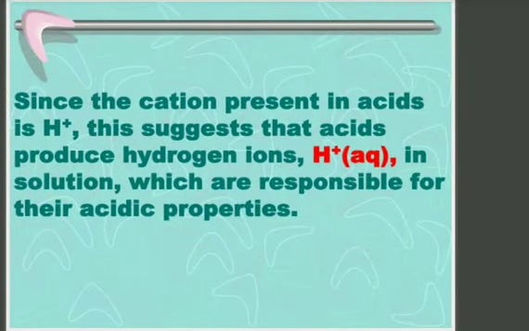Here it was explained that the cation present in the acid is H plus, which produces hydrogen ions or hydronium ions when they are mixed. When acid and water are mixed, they show acidic property only when H plus ions or hydronium ions are produced. Hydronium means H3O plus ions are produced.